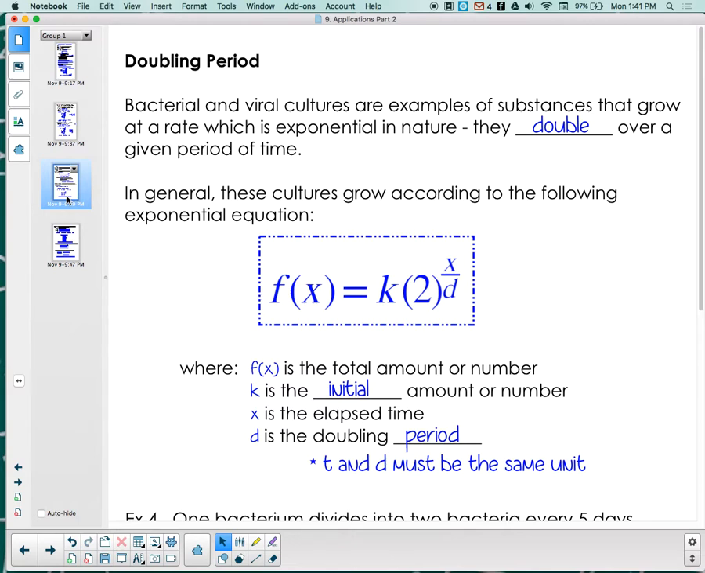And I always recommend convert x to match the d or x to match the h. I would always recommend that. That's an easier conversion than the opposite.